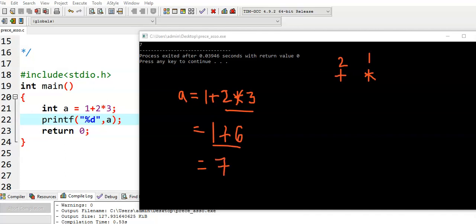So this is the purpose of precedence. Precedence tells that in this particular expression asterisk is given first priority. So first of all this should be executed and then plus should be executed. So this is the precedence value.